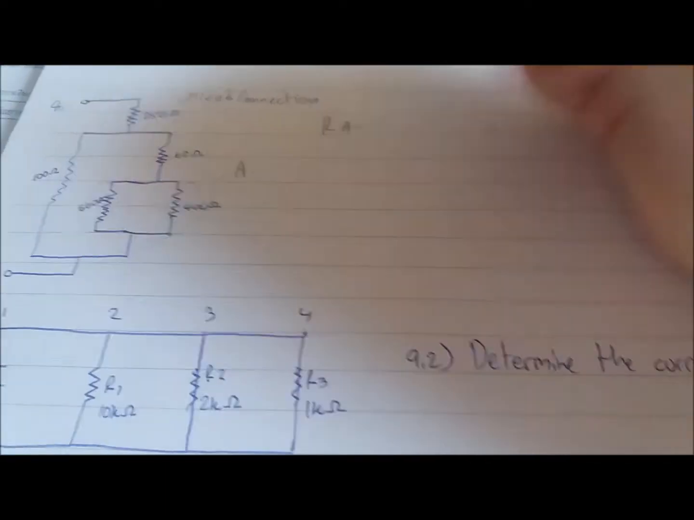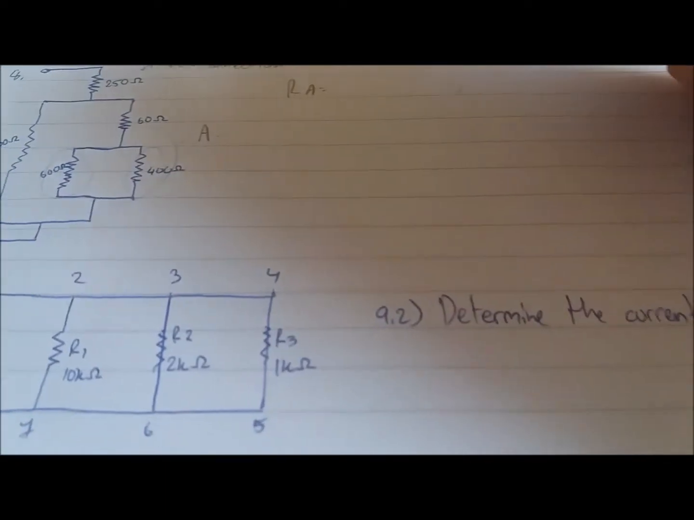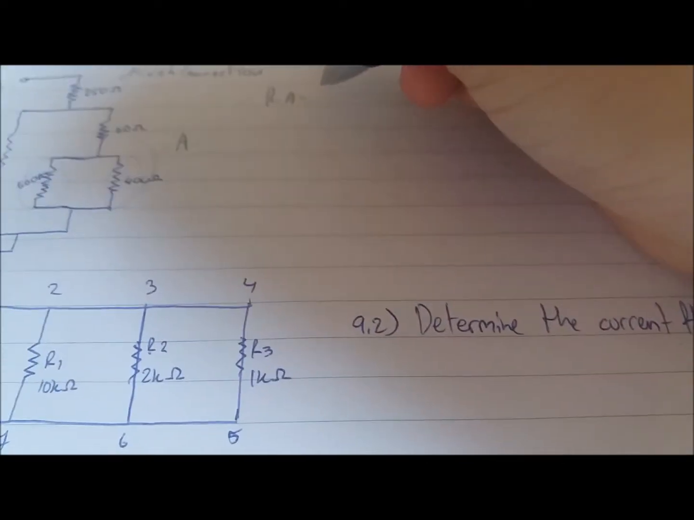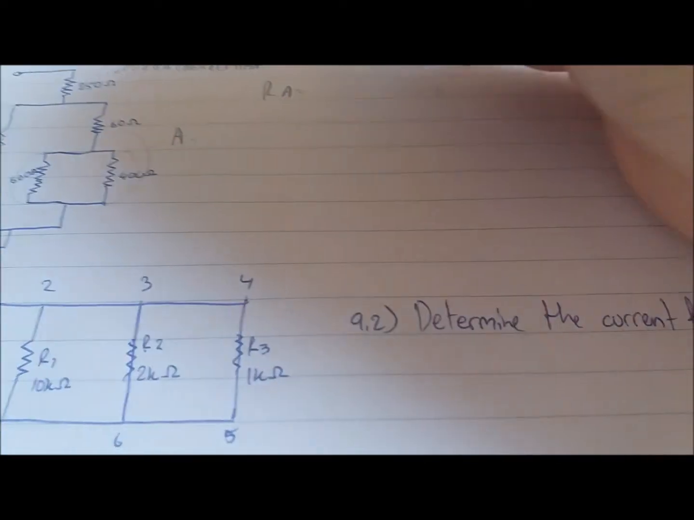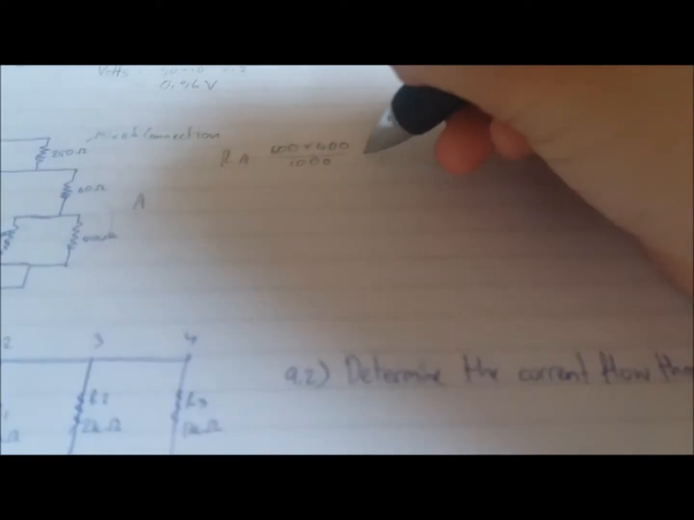For row A, the formula is always the product of the 2 ohms divided by the total sum of the 2 ohms. So it's 600 multiplied by 400 divided by 1000. And we can cancel these numbers here, and when you do the math, it's 240 ohms.